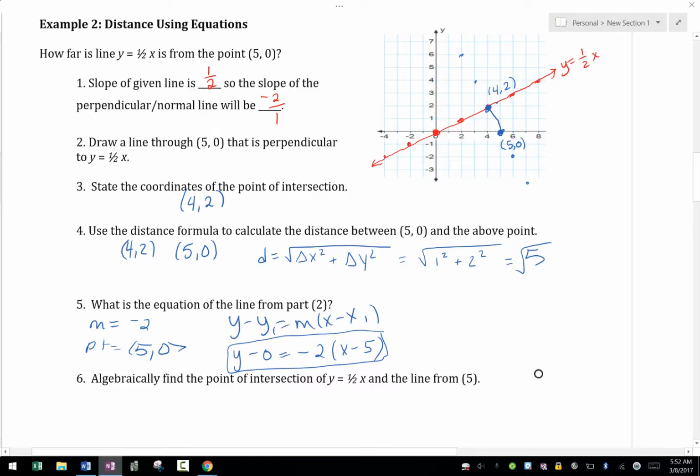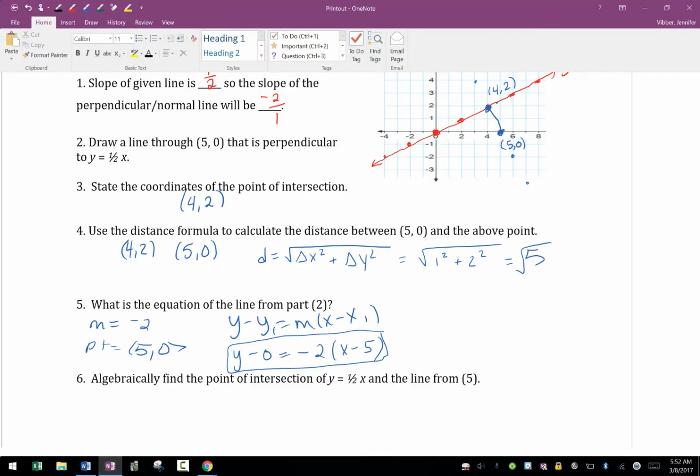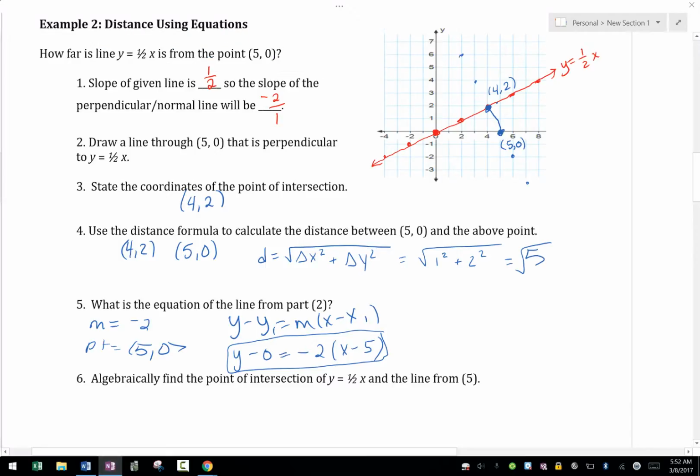So what I can do is calculate the point of intersection by using the two equations of the lines and then find the distance between the points, just to make sure I have the right ones. So we have y equals 1/2 x, which is the equation that was given to us. And then I have the other line, which is right above it, y minus 1.